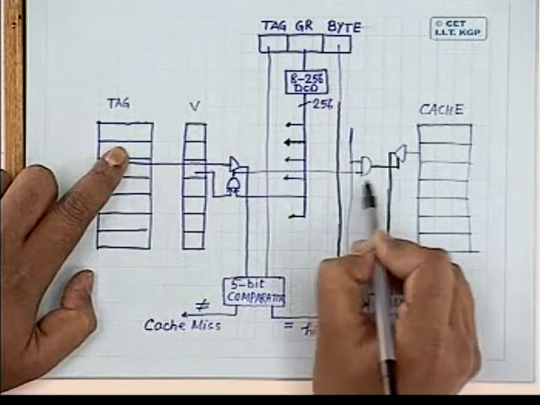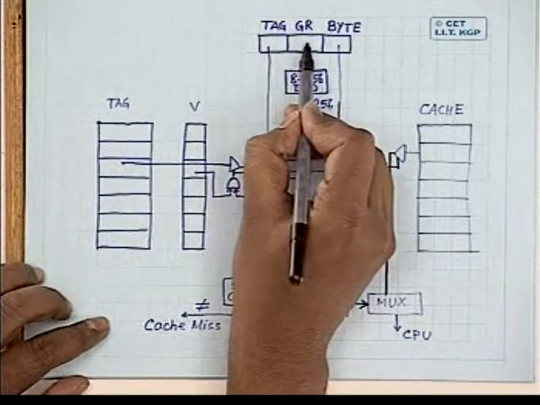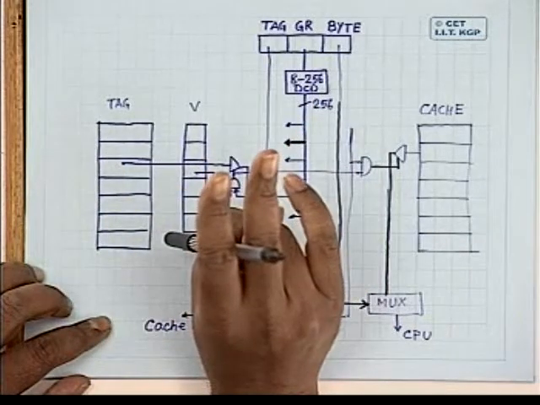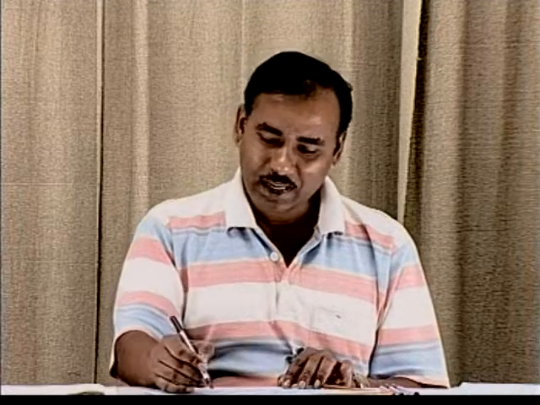So this AND gate ensures that both the tag and the group are identical, right? Then only I will extract this cache memory content. Otherwise, I will not extract it. Okay.